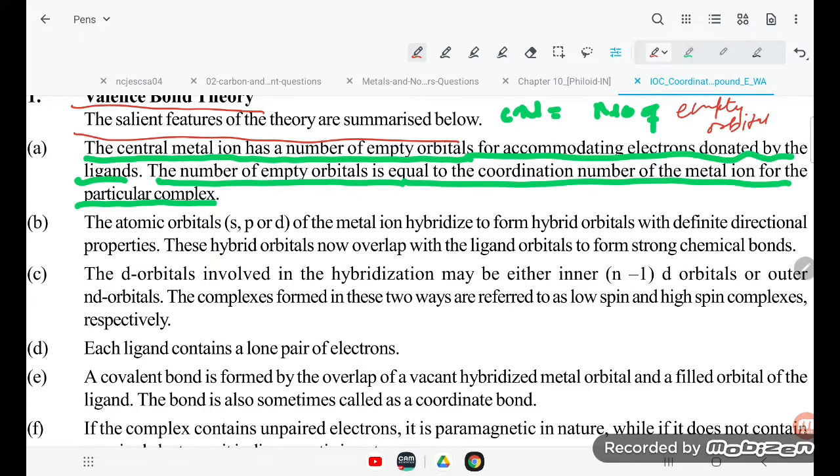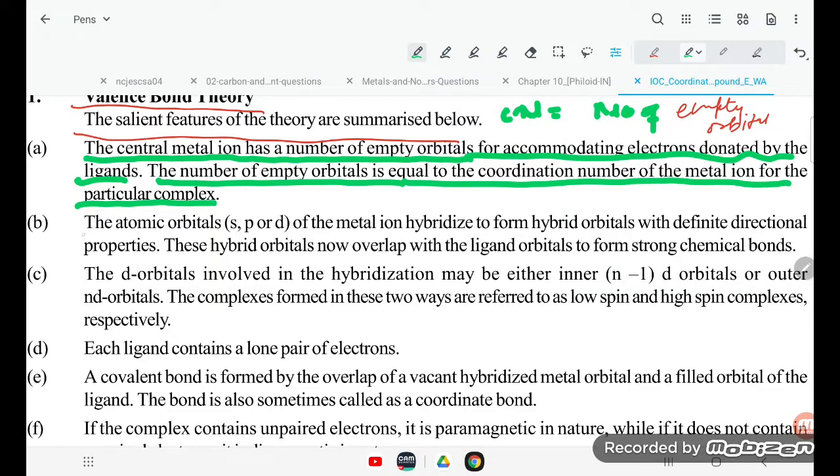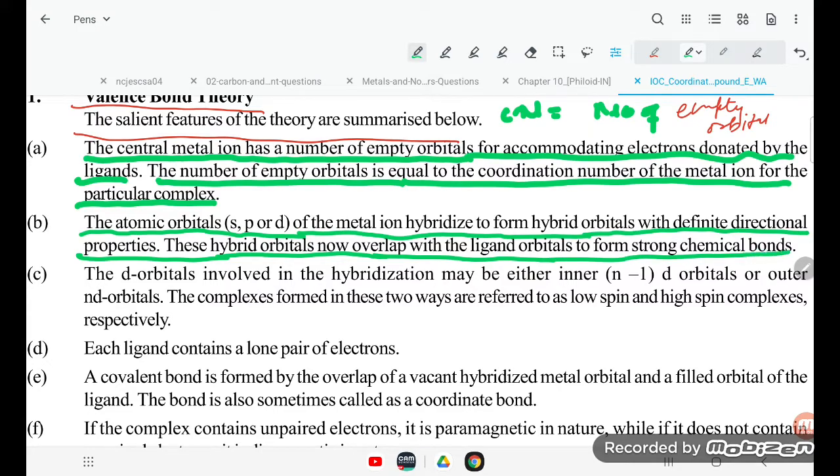Now go for the second point. What is the second point all about, students? The atomic orbitals s, p, d of the metal ion hybridize to form orbitals with definite directional properties. These hybrid orbitals now overlap with the ligand orbitals to form strong chemical bonds.